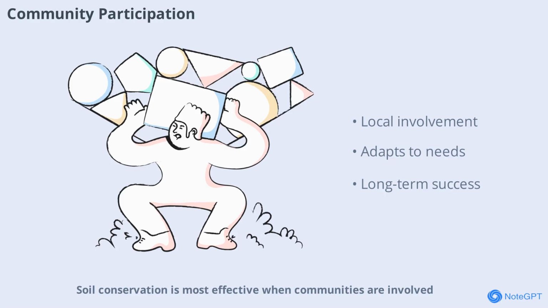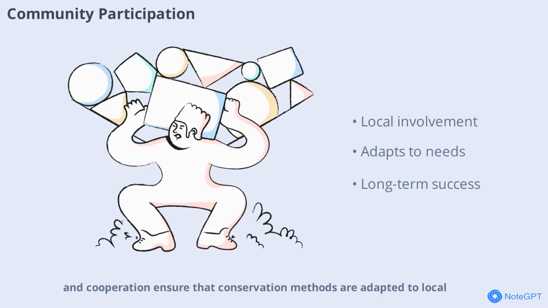Soil conservation is most effective when communities are involved. Local knowledge, participation, and cooperation ensure that conservation methods are adapted to local conditions and are more likely to succeed in the long run.